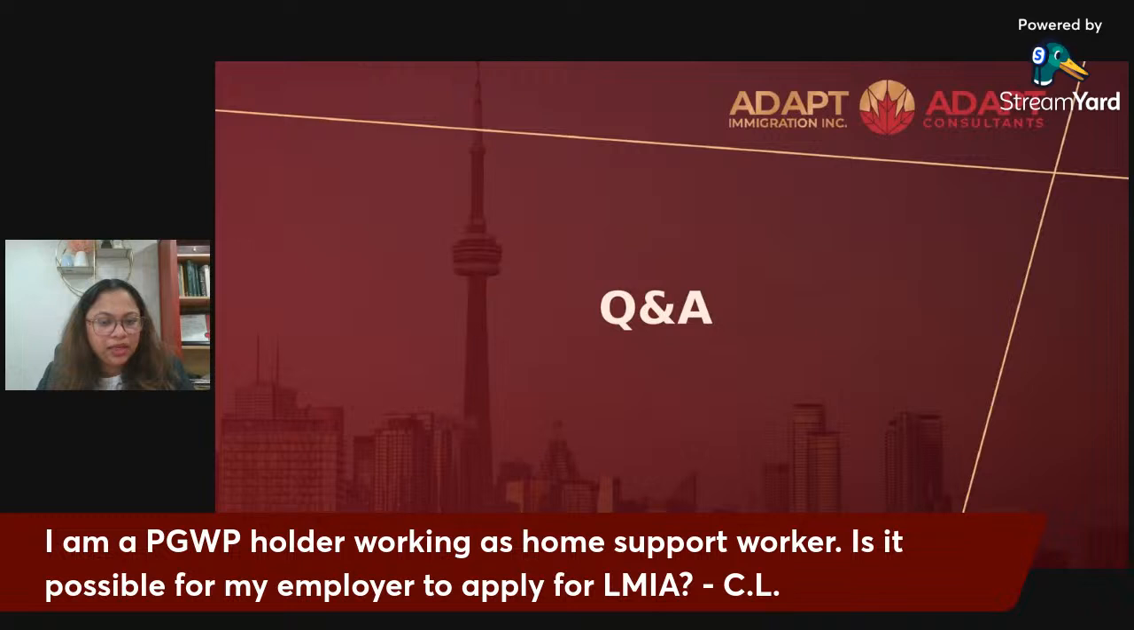I'm a PGWP holder working as a home support worker. Is it possible for my employer to apply for LMIA? Yes, they can apply, and they have specific home care LMIA work permits as well. And make sure that you have exhausted your PGWP time before you do the home support worker route, in order to get more Canadian work experience and gain points.